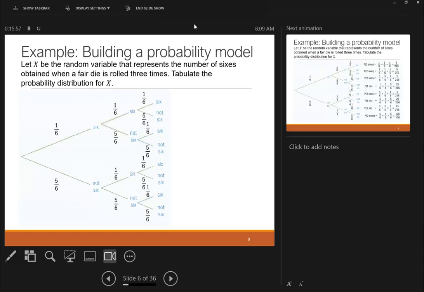Everybody's good? If I look at the next branch, I rolled a 6, and then not a 6. Okay? That's the probability of rolling, one way of rolling 2 6s. Is there going to be more than one way of doing that? Yeah. Yes. So what I'll do to calculate this one specific event, again, is I'm going to just multiply down 1/6 times 1/6 times 5/6.